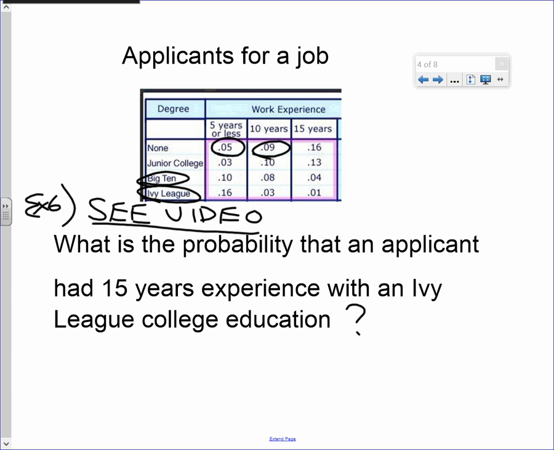And then you've got junior college. You guys know what junior colleges are, I suppose. Mount Sac, Chaffey College, Pasadena City College, right? So, look at the question. What is the probability that an applicant had 15 years experience with an Ivy League college education?